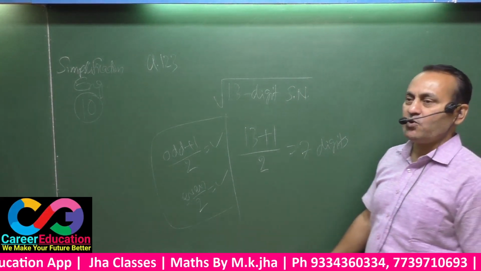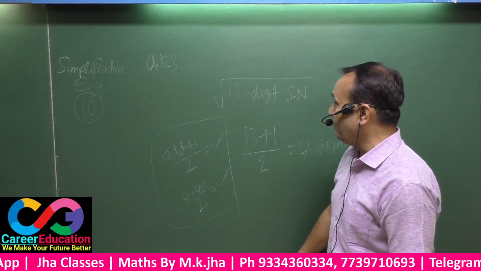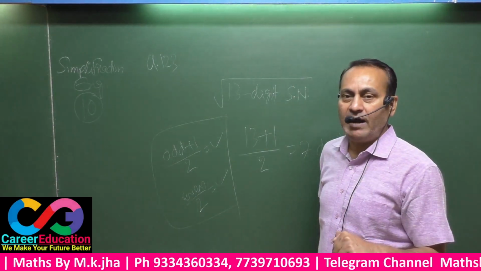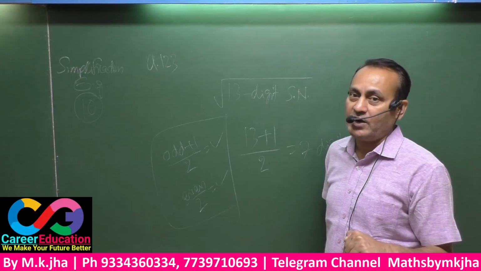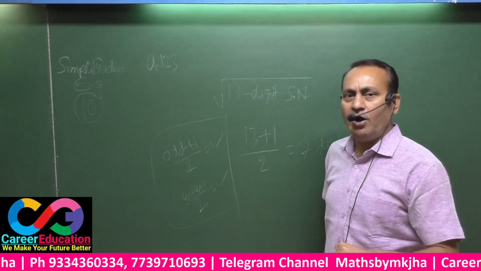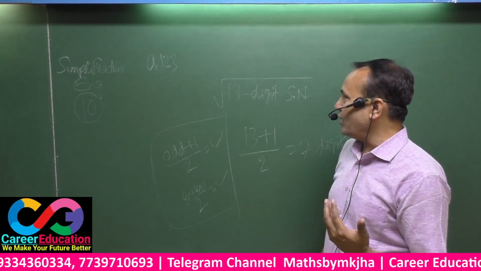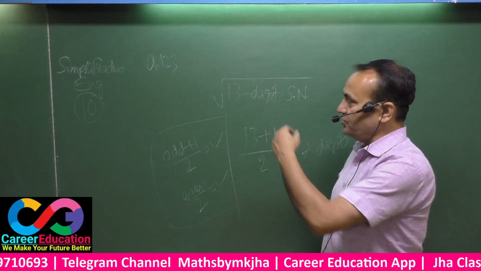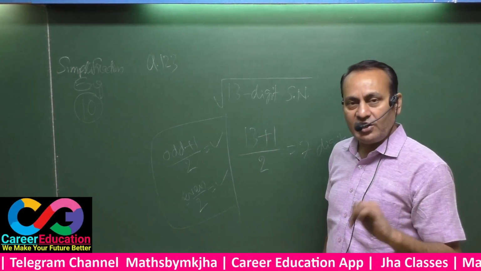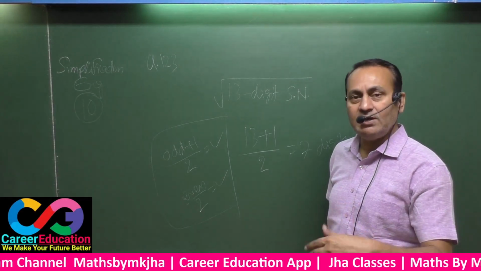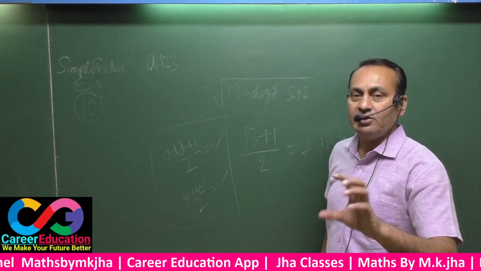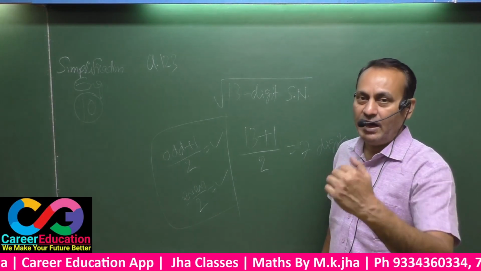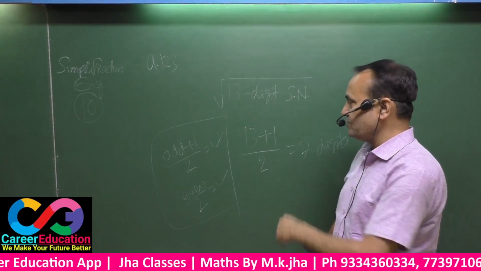Since your given square number had 13 digits, and you have to find the square root of that perfect square number, certainly 13 can't be divided by 2, so you have to add 1 to 13. 13 plus 1 is 14, then divided by 2, you get the answer. In the answer there will be only 7 digits.